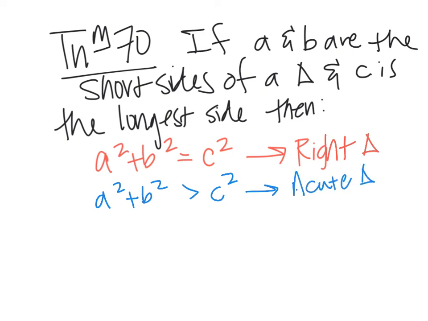So the way I think about that is that the C squared is smaller than the other 2, and acute angles are small triangles. The last one would be if it was bigger. So if A squared plus B squared is smaller than C squared, meaning that the C squared is longer, that would be an obtuse triangle. So you'll be given sets of numbers and be asked to determine whether it's obtuse, acute, or right.